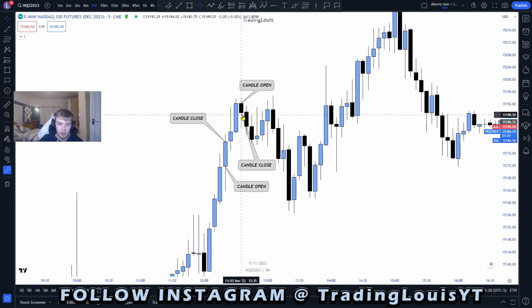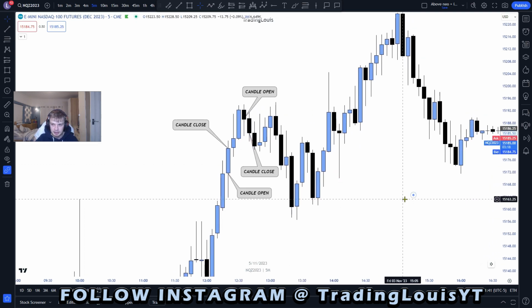So then the candle close is at the bottom, and then the next candle open will be at the previous candle close, and that was another bearish candle. So this candle has just carried on going down. So the open would be here, as that close of that candle is there, and then this close is at the bottom. Hopefully that makes sense.